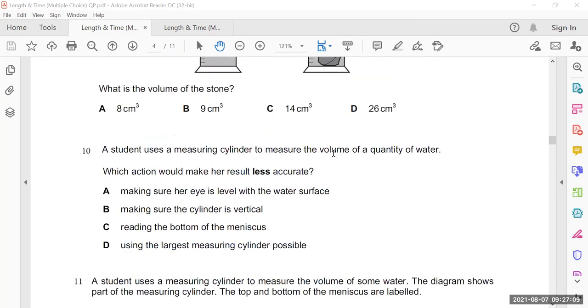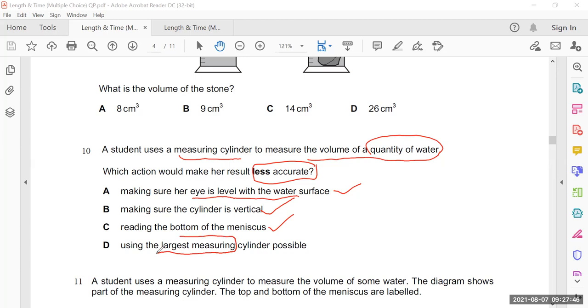Question number 10. Measuring cylinder is used to measure the volume of the water. Which action would make her result less accurate? Less accurate, children. Making sure her eye is level with the water surface will make a better result. Cylinder is vertical, better result. Reading the bottom, better result. Using the largest measuring cylinder.